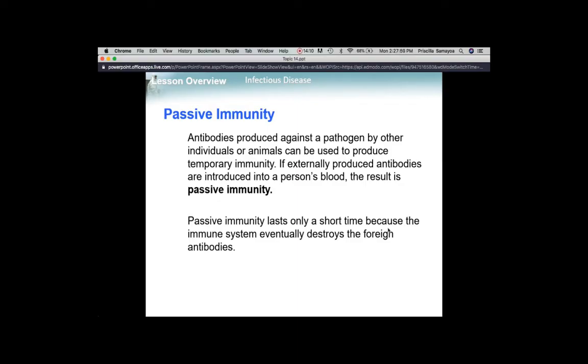Now there's also the fact that for the first 3 months, if you're breastfeeding a child, the child will get mom's immunity, and that is passive immunity. The baby has not earned that immunity, it is borrowing it.